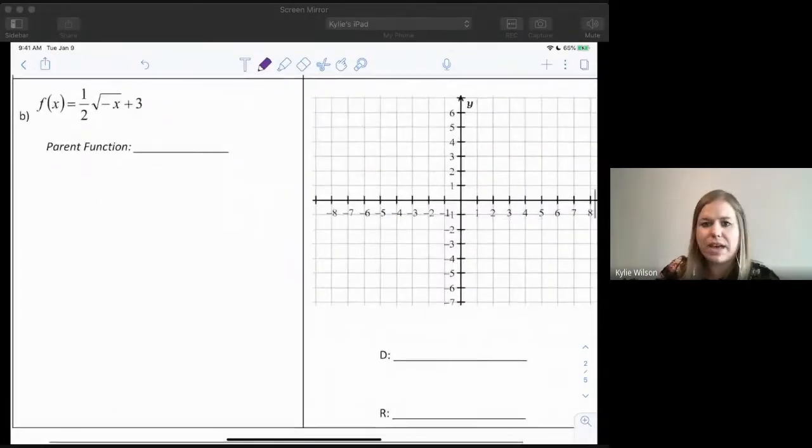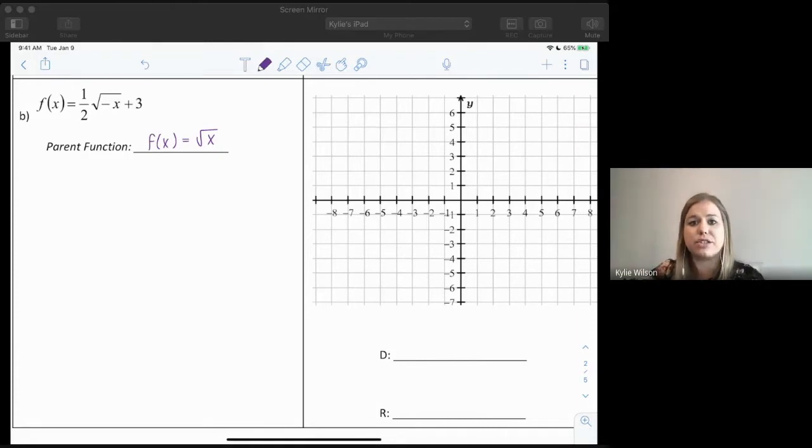So we have f at x equals 1/2 square root of -x plus 3. So the first thing we want to do is identify our parent function. So because I have a square root there, my parent function is f at x is root x. This is our square root function. And now I'm just going to start by graphing my parent function. So again, if you need to reference your Unit 5 notes at this point, that's absolutely okay.